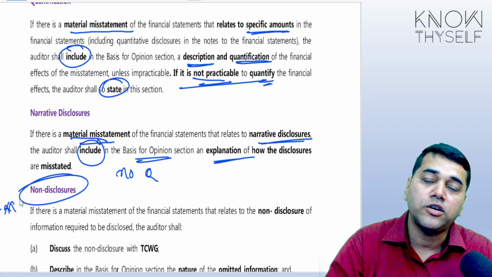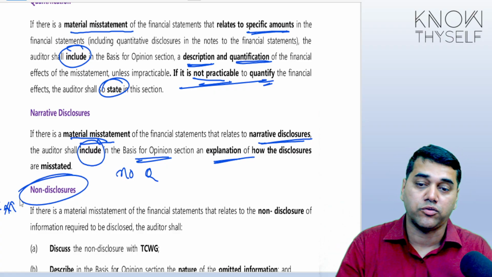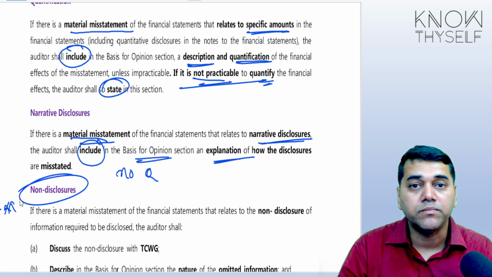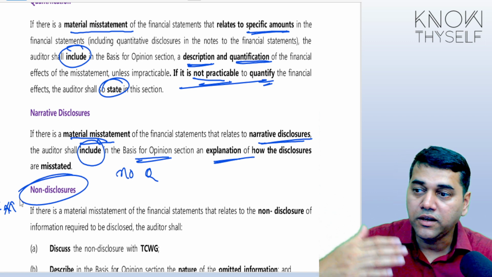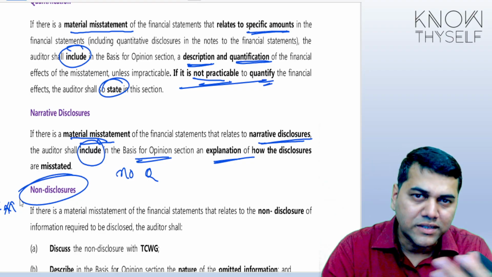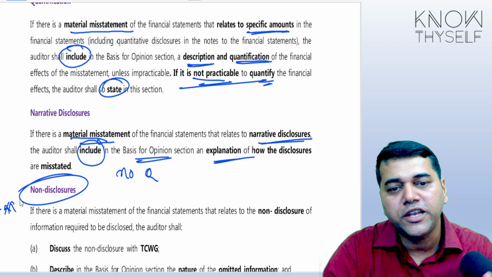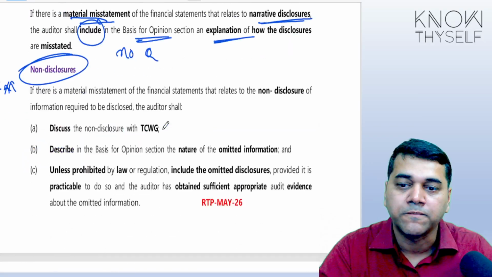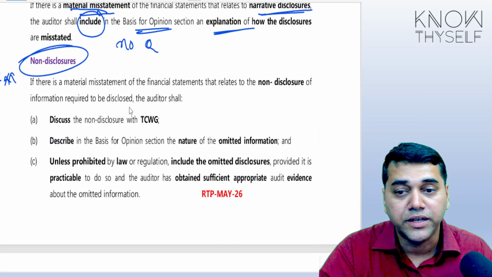What if they have not disclosed something in the notes to accounts? This is a big problem. So if the management has not disclosed something which they were supposed to disclose, obviously you will give a disclaimer of opinion, qualified opinion or adverse opinion, but how do you present it in the description of the basis of our opinion?